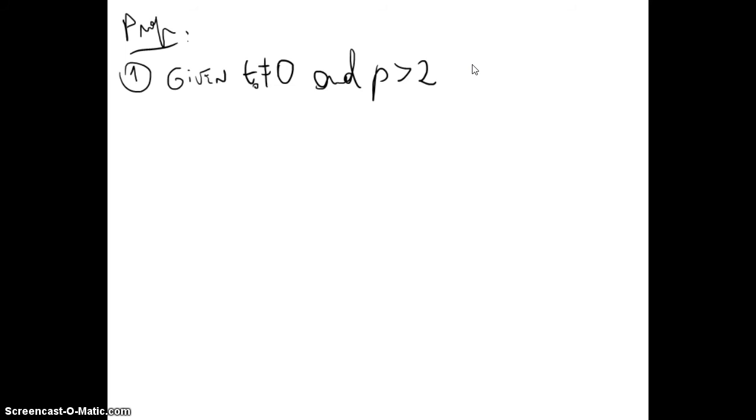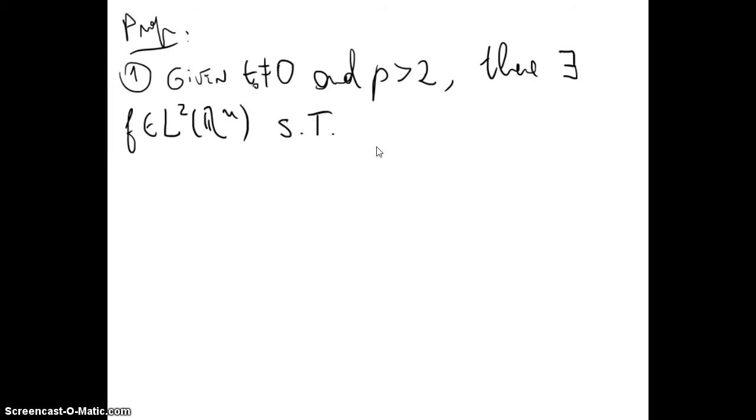Okay, so now a proposition. Well, first, given t not different to 0 and p greater than 2, then there exists, let's say, f in L2(Rn) such that e^{itΔ} applied to f is not in L^p(Rn).